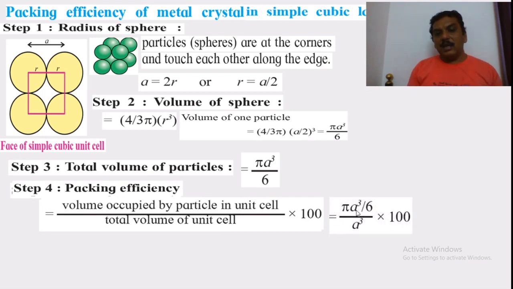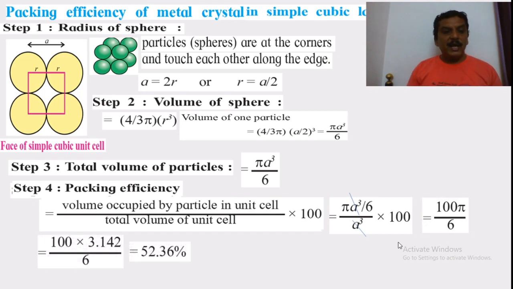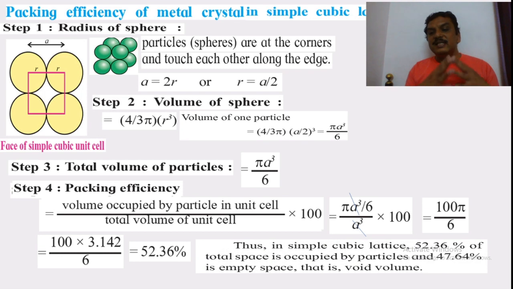Hence pi a cube upon 6 divided by a cube into 100, a cube gets cancelled, and we will get 100 pi upon 6. We will put the value of pi as 3.142, and hence we get 52.36% space is occupied by the sphere which is present in the simple cubic lattice, and the remaining space, that is 47.64%, is empty space or white space.